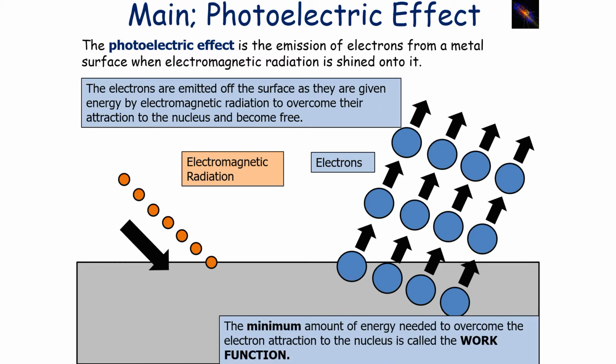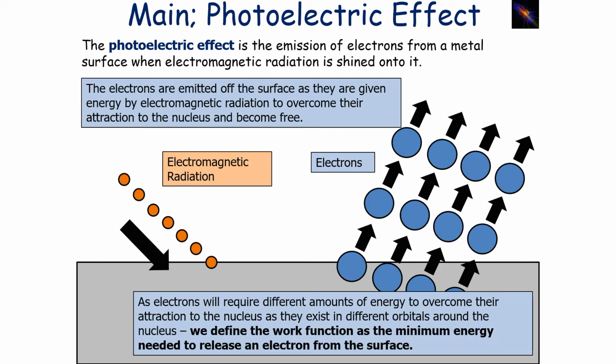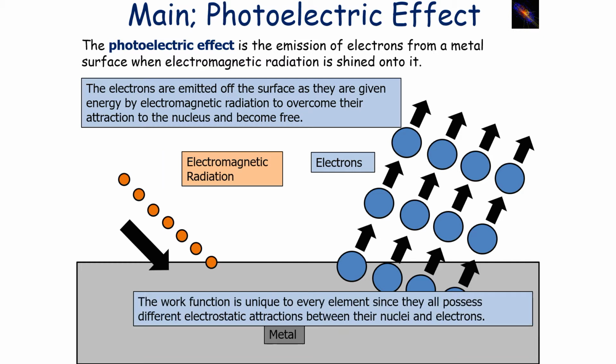Now the minimum amount of energy needed to overcome the electron attraction to the nuclei in the metal is called the work function. It's important to note that we define the work function as the minimum energy needed to release an electron from the surface. This is important as electrons will all require different amounts of energy to overcome their attraction to the nucleus as they exist in different orbitals around the nucleus.